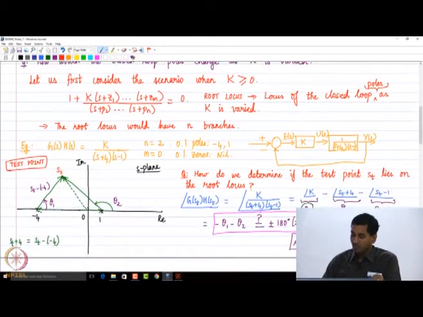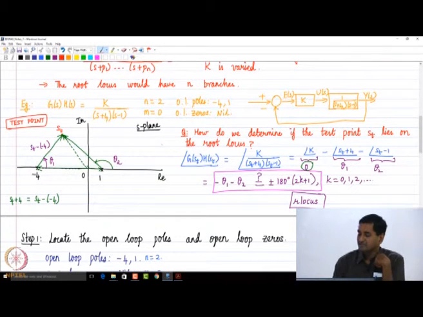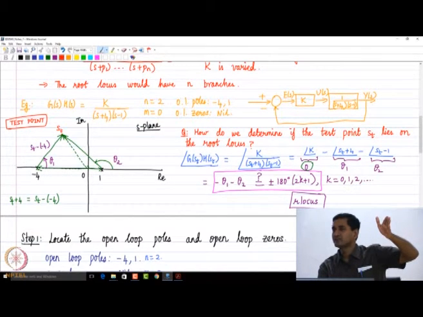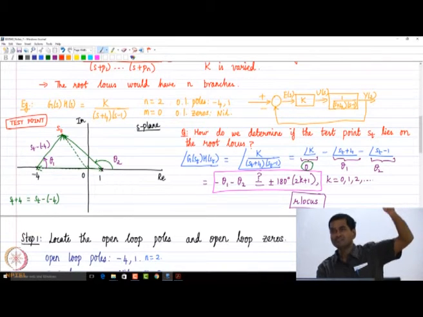So what really happens? Let me take the same example, where n is equal to 2 and m is equal to 0. So we are going to have n minus m asymptotes, that means we are going to have 2 asymptotes, correct? Now by definition, asymptotes are the trace of the root locus, or the closed loop poles, as k tends to infinity. That's the meaning.